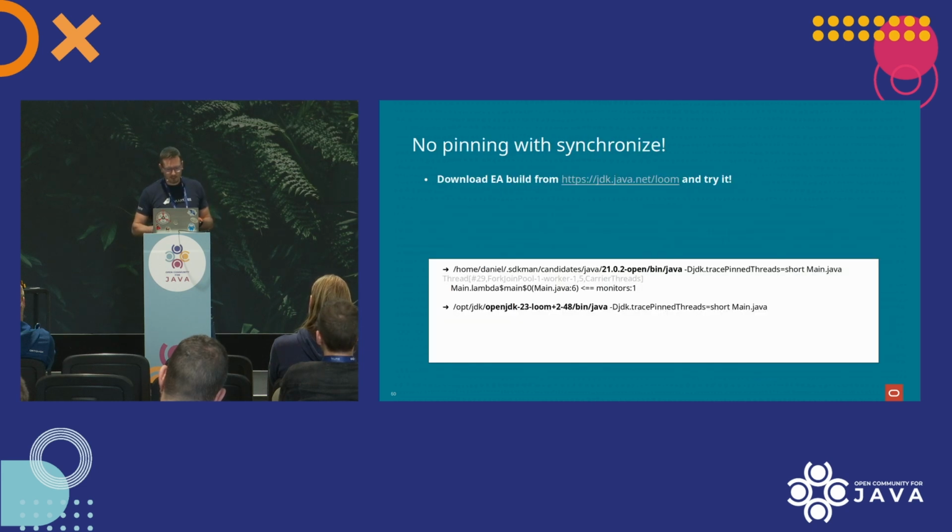And we can try it out. I tried our example with this early access build of the JDK, and as you can see, there is no pinning being detected anymore because it's not there. The synchronized is virtual thread friendly already.